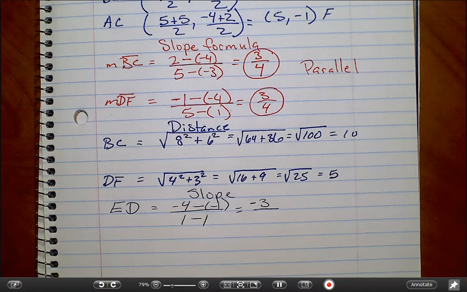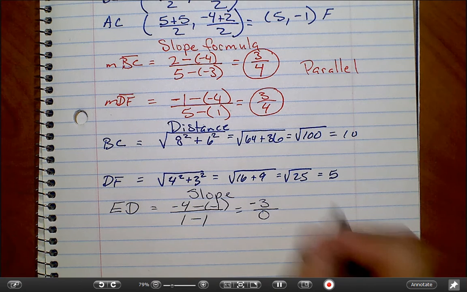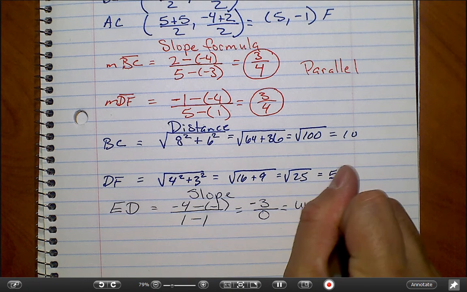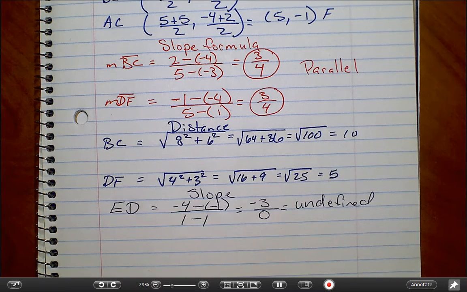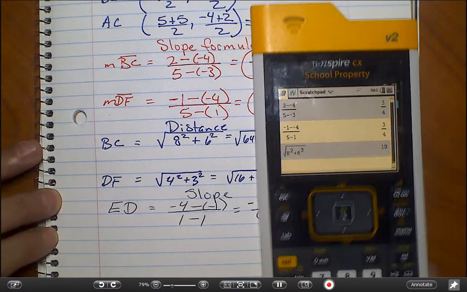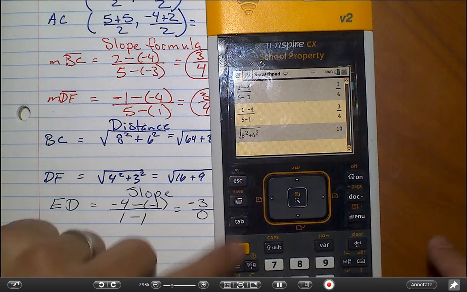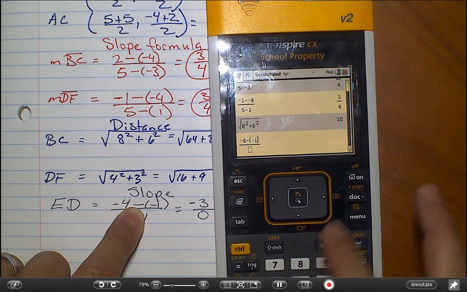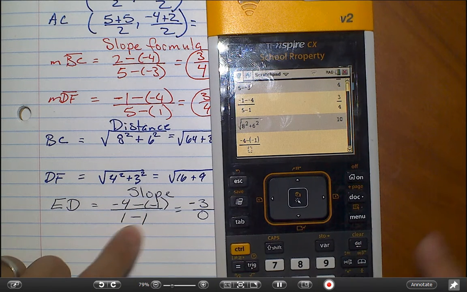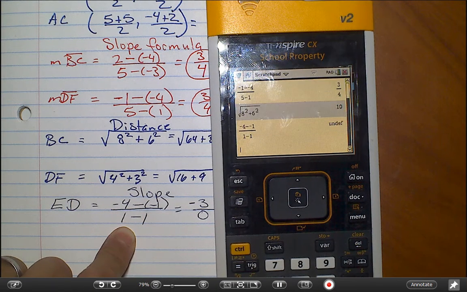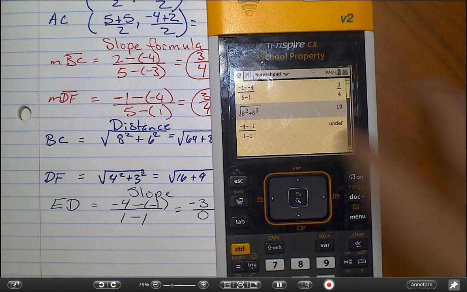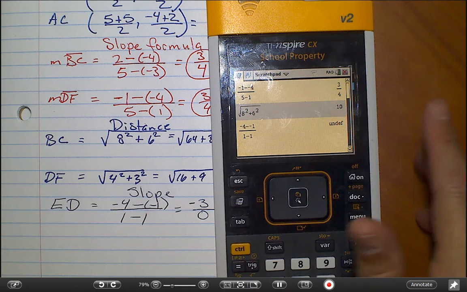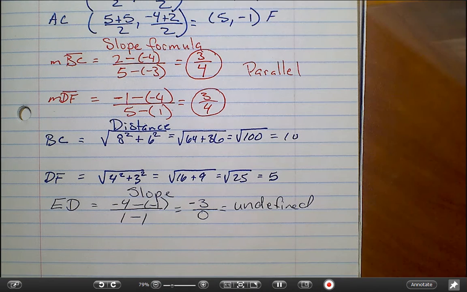-3 over 0. Very good. Now, what is it when I have 0 on the bottom? Undefined. Very good. So watch this, I'll show you. The calculator will actually tell you the same thing too. If I do -4 minus -1 over 1 minus 1, undefined. So the calculator will even tell you undefined. If you get lost, the calculator helps out. So that's undefined.